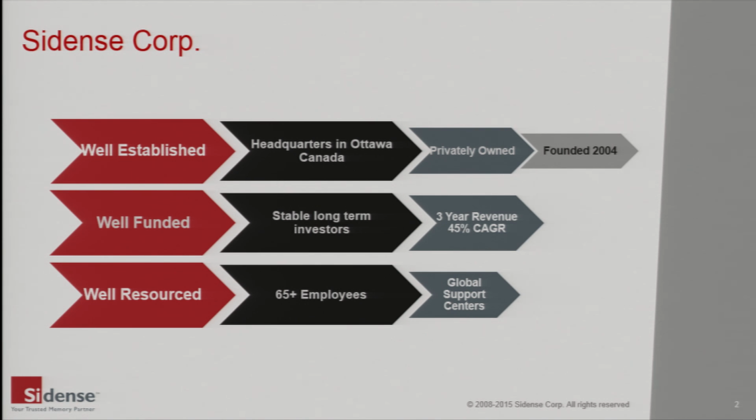Okay, Sidense develops and sells intellectual property, IP. Sidense IP is a type of non-volatile memory commonly referred to as one-time programmable memory, or as I said before, OTP. Sidense has been a trusted memory partner since 2004. In fact, last year, 2015, we celebrated our 10th year anniversary. Financially, Sidense is performing extremely well, posting a record revenue in the last fiscal year and 45% annual compound growth rate over the last 3 years.